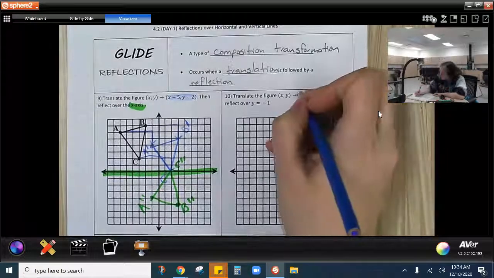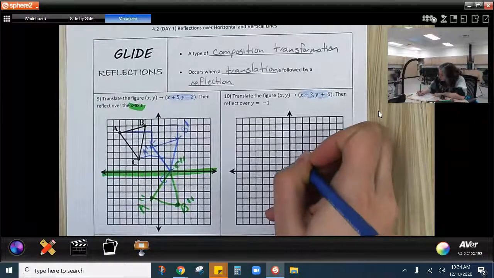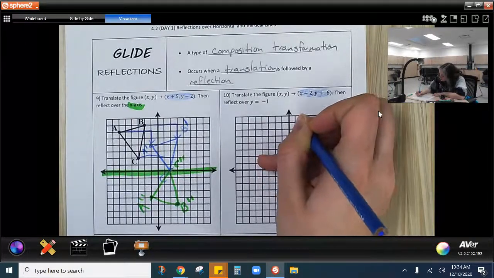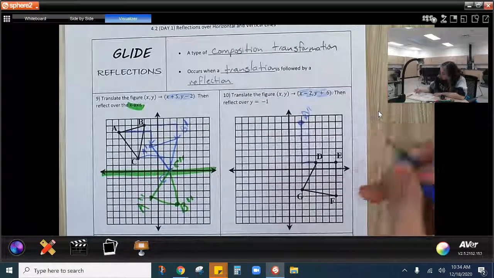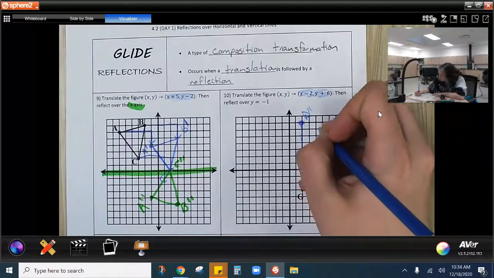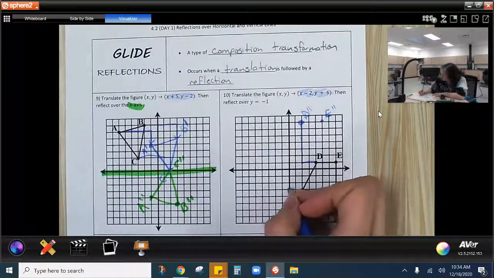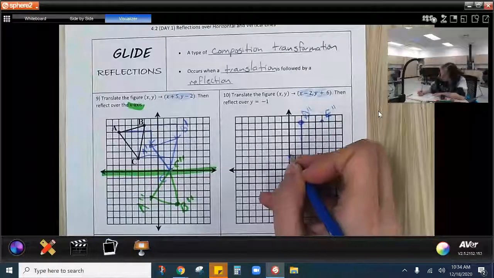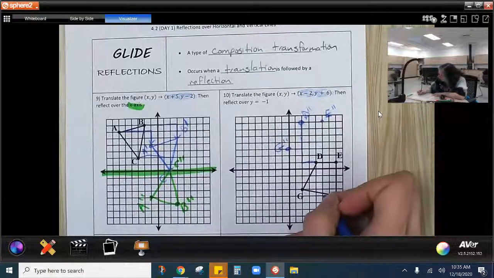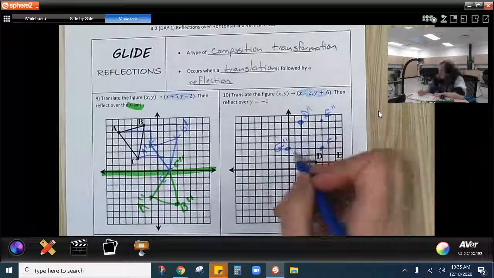So for this one, our translation is x minus 2, y plus 6. Let's start with D. We're going x minus 2, y plus 6: 1, 2, 3, 4, 5, 6. So this is our D double prime right here. That means E will go over 2 and then up 6. So there is E double prime. G goes 2 and then 1, 2, 3, 4, 5, 6. So that is G double prime. And then F goes 2 and then up 6. So there is F double prime.